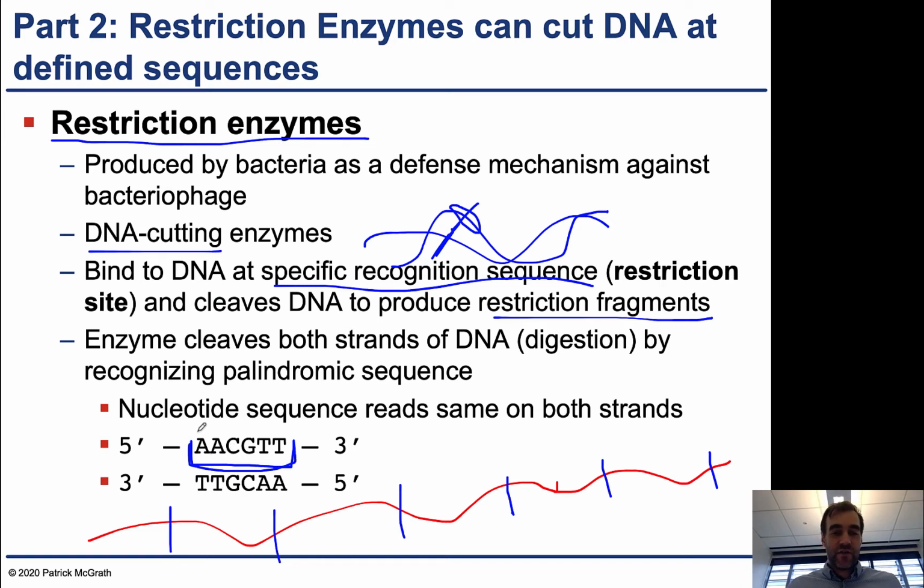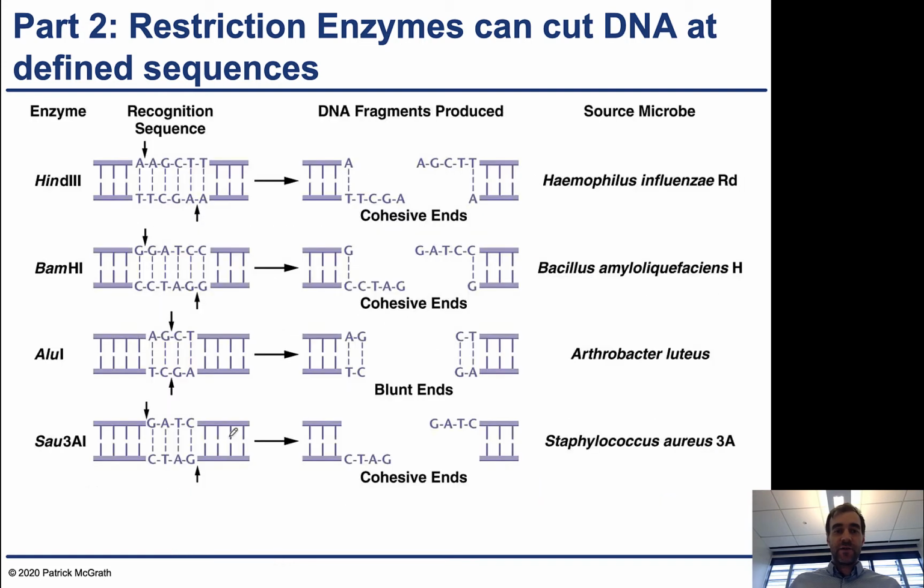So you notice if you have a palindromic sequence, reading from the 5 prime direction, it is A, C, G, T, T. And then if we look at the opposite strand, starting from the 5 prime direction, because DNA strands are anti-parallel, we have the exact same sequence, A, C, G, T, T. So any restriction enzyme that can recognize a palindrome will naturally be able to cut both strands of the DNA.